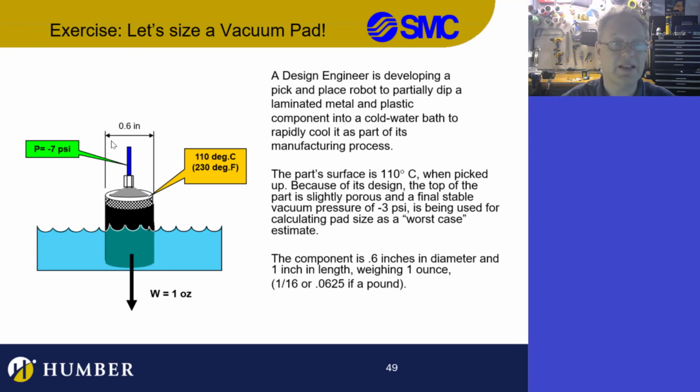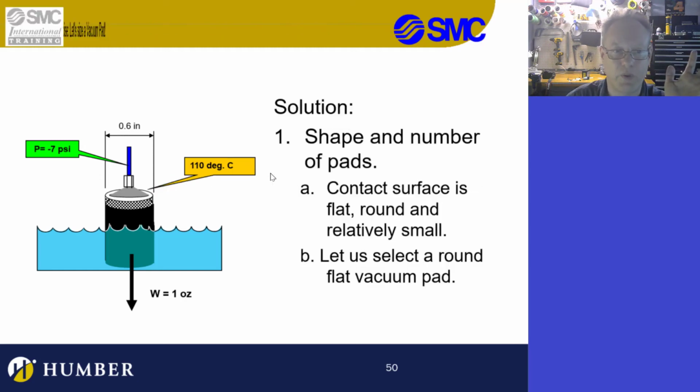Weighs 1 ounce. It has a diameter of 0.6 inches. Now, what's going on is our suction vacuum is minus 7 psi. So it's minus 7 below atmospheric pressure, so the differential pressure is 7 psi. Okay, so we know what's going on there.